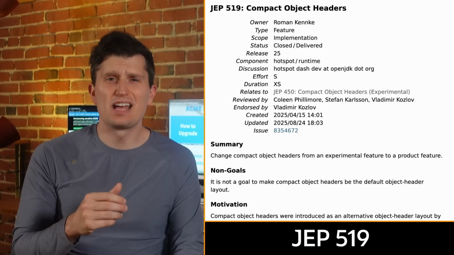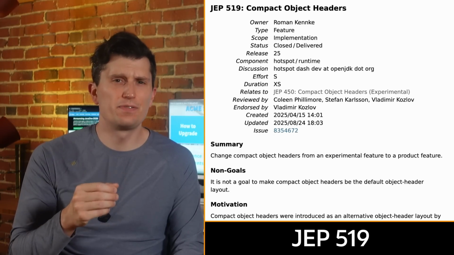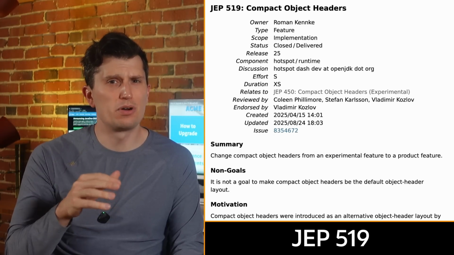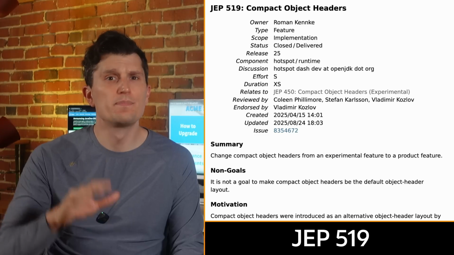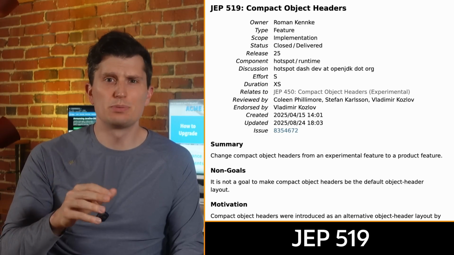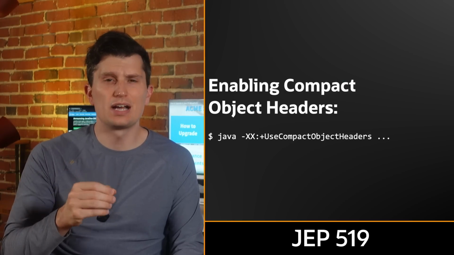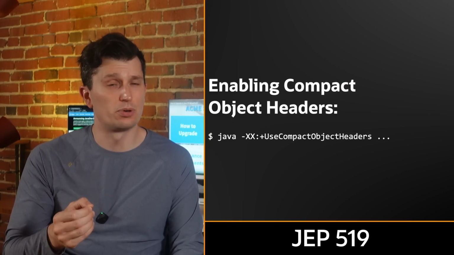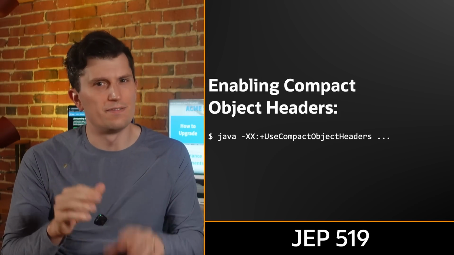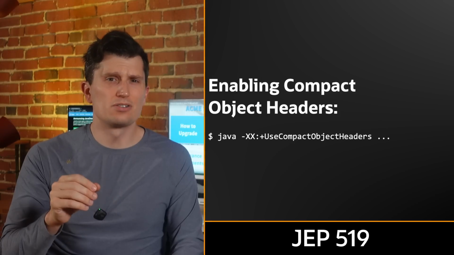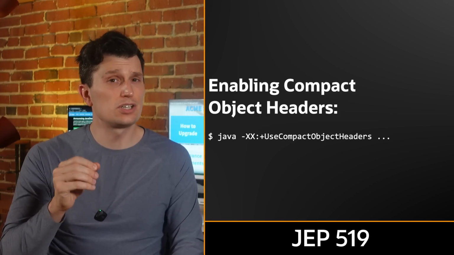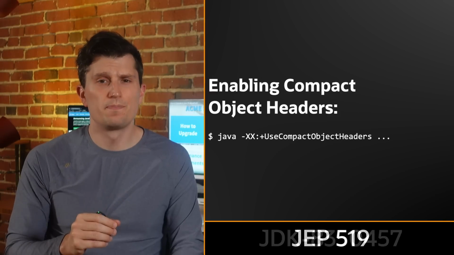The compact object headers feature, added as an experimental feature in JDK 24, has been promoted to a final feature in JDK 25. It reduces the minimum size an object header can be, which reduces heap sizes by 10 to 20% in typical cases. Your mileage might vary. Compact object headers can be enabled with +UseCompactObjectHeaders.